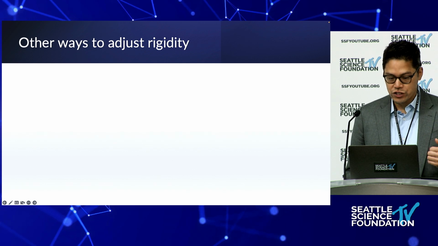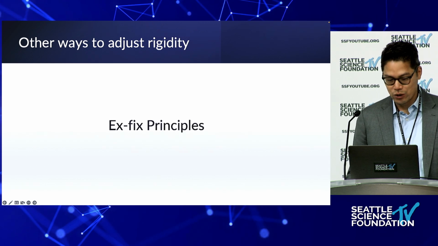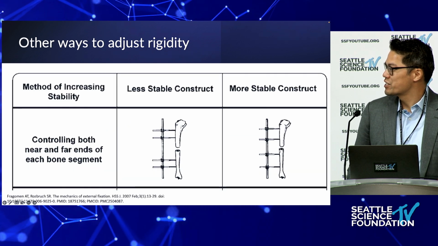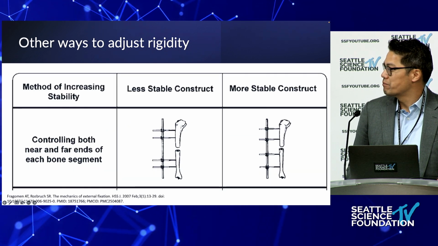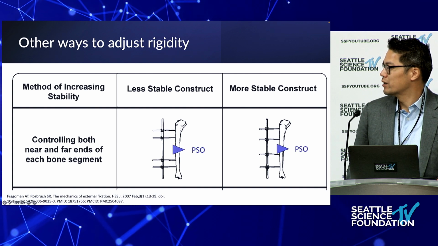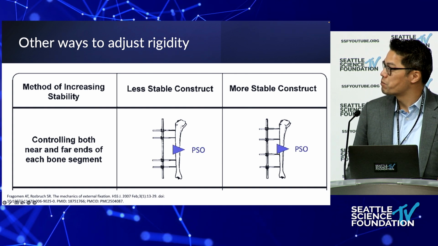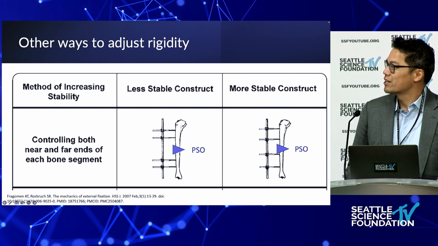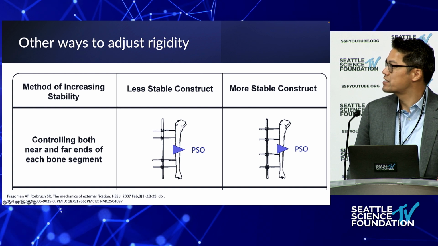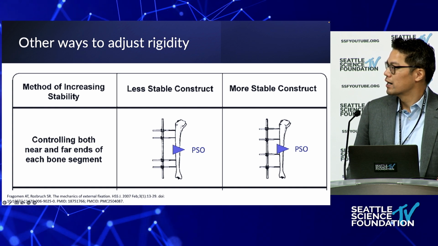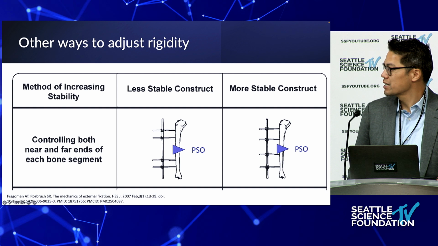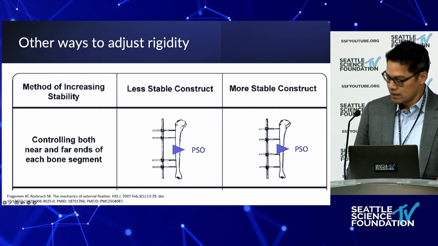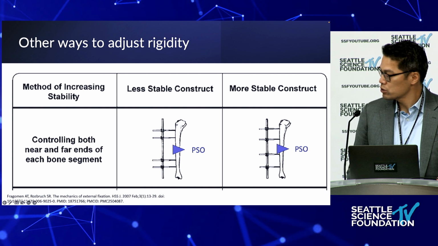Now, other ways to adjust rigidity, I want to take this back to, again, ortho and think about X-fix principles, right? If we look at the X-fix and fixation of long bone, this can easily be translated to the concepts of the spine and an osteotomy site. So we just think of the fracture site as the PSO. What are the ways that we can increase or adjust the stability of the construct? Controlling both near and far ends of the bone segment, so making sure that you don't leave a big gap in your fixation across the PSO.